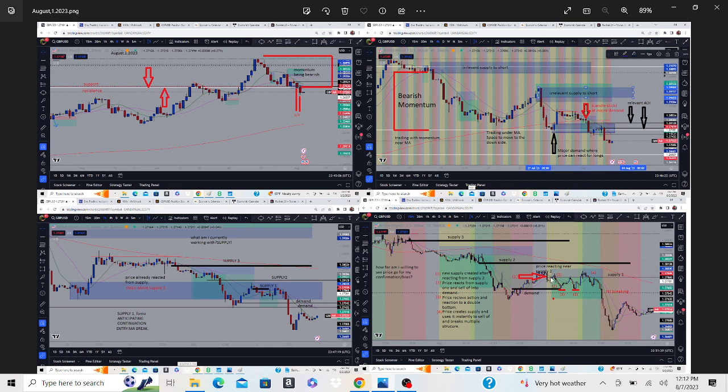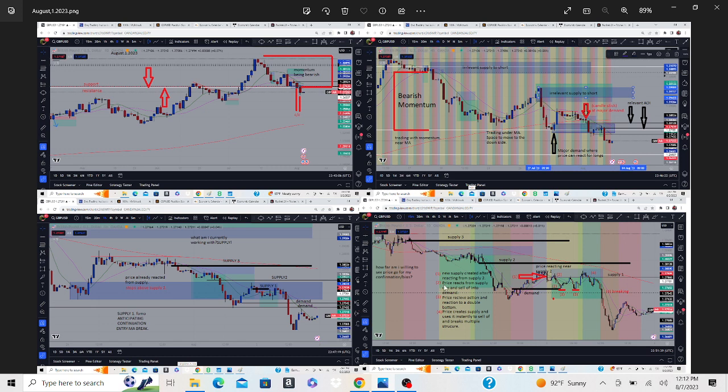So I was presented with this right here, and this was not here yet. That's why my entry is here. So price created this supply 1, boom, retested supply 1 that was created, and we anticipated that entry right there.